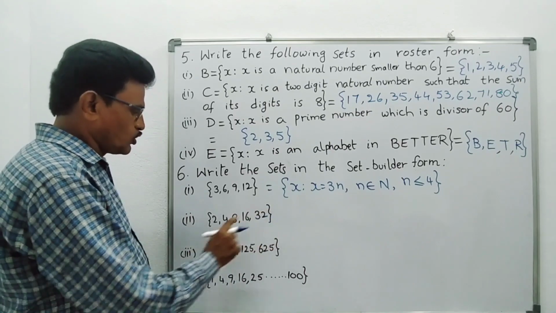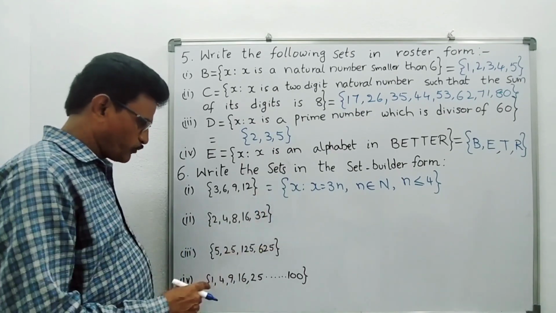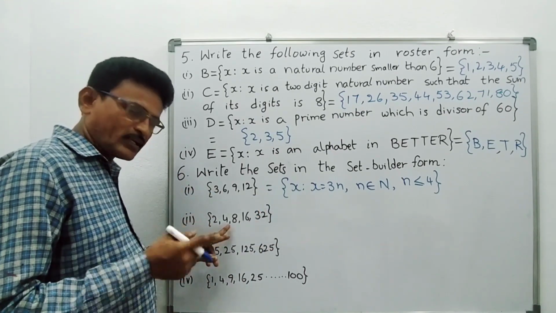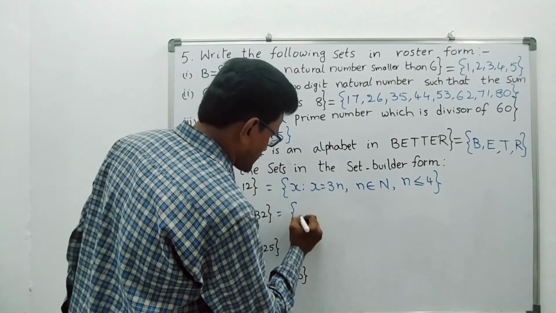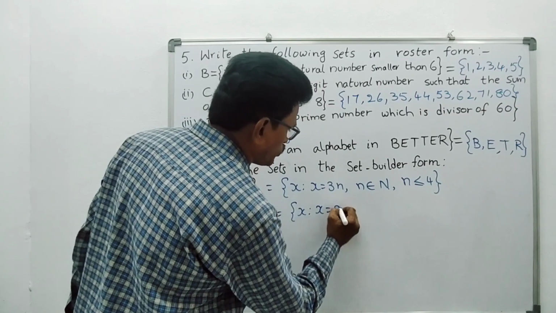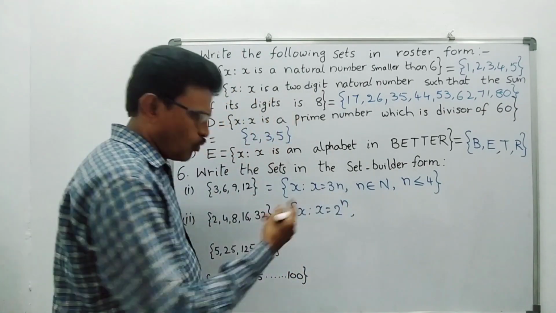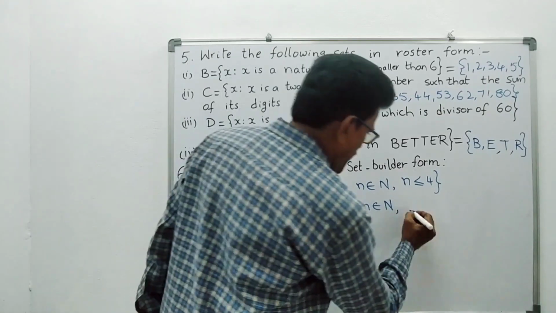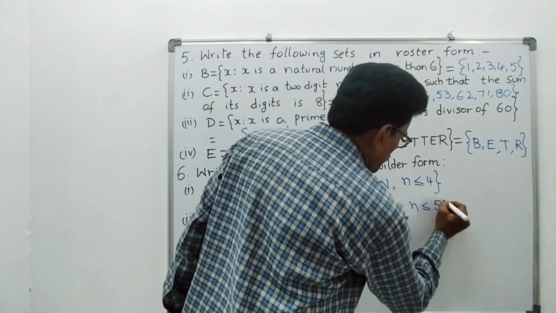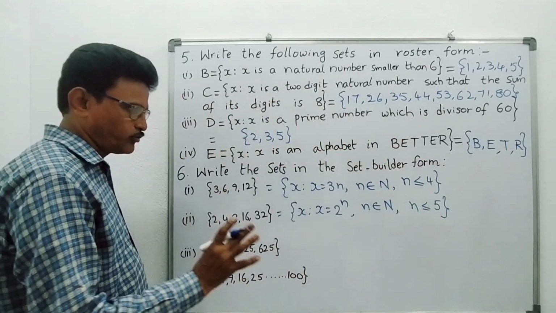Okay? Now 2, 4, 8, 16, 32. 2 to the power of 1, 2 square, 2 cube, 2 to the 4, 2 to the 5. So this one we can write like this: x such that x equal to 2 to the power of n. What is n? From the natural number list. So up to which number? n less than or equal to 5 we are taking. Up to 5 including 5.